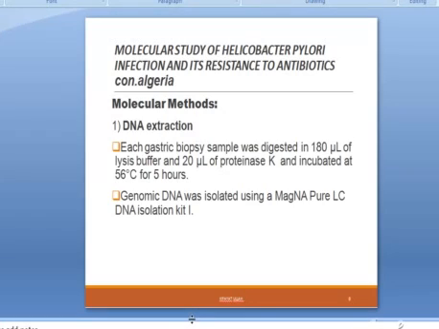Molecular methods. We have two molecular methods: DNA extraction, and the second one is real-time PCR. DNA extraction: each gastric biopsy sample was digested in 180 microliters of lysis buffer and 20 microliters of proteinase K and incubated at 56 degrees centigrade for 5 hours. Genomic DNA was isolated using a MagNA Pure LC DNA isolation kit 1.